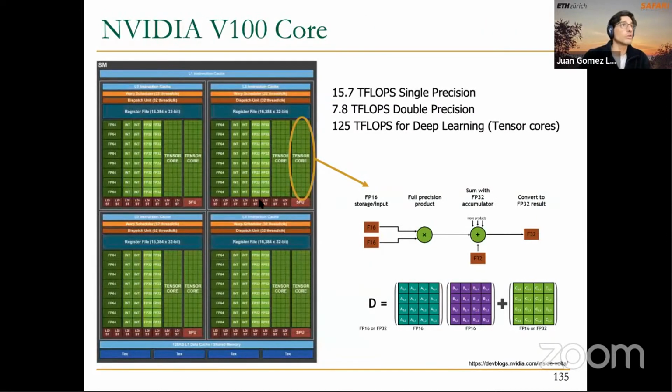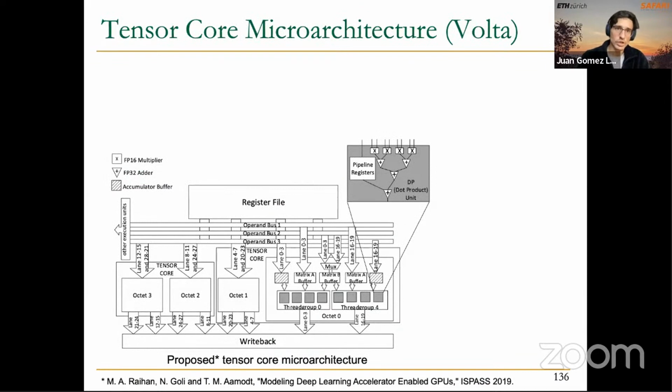And now, if you want, we can take a closer look at this tensor core and the internals of the V100 core. As you can imagine, there's not much public information about how this is built internally. But for example, in this paper, they tried to do some sort of reverse engineering, microbenchmarking to understand how these tensor cores are built.